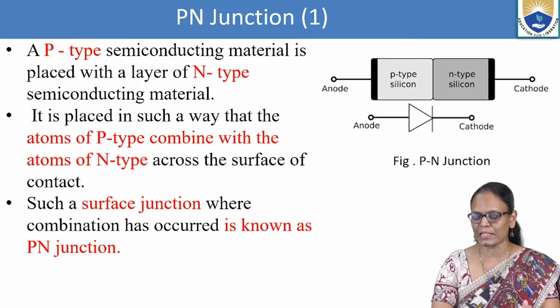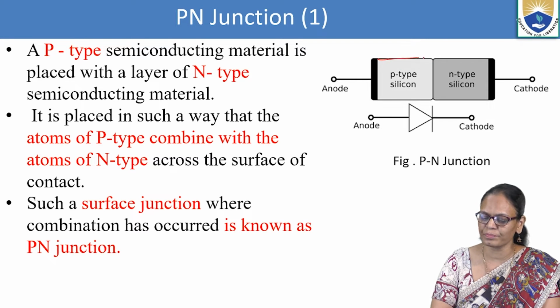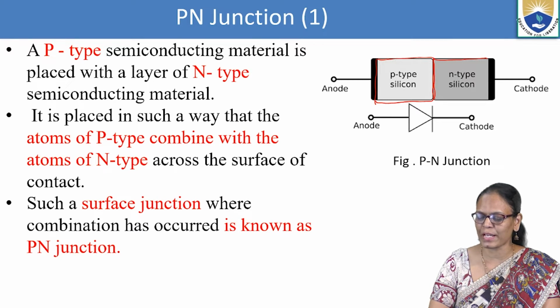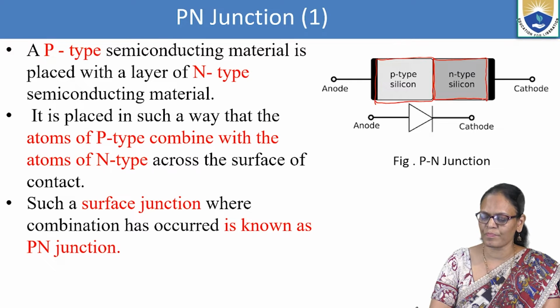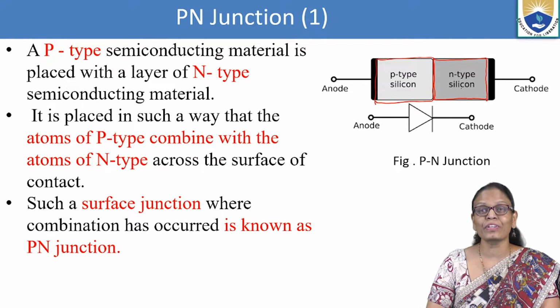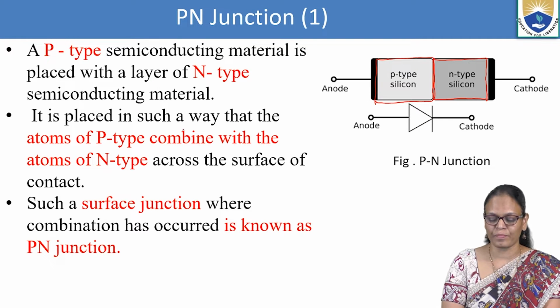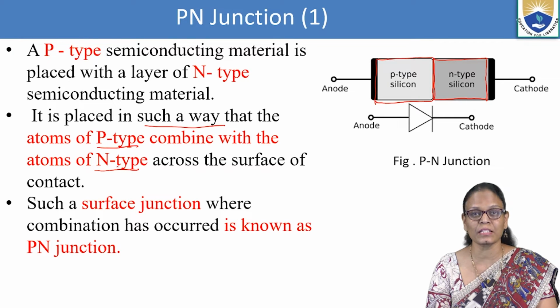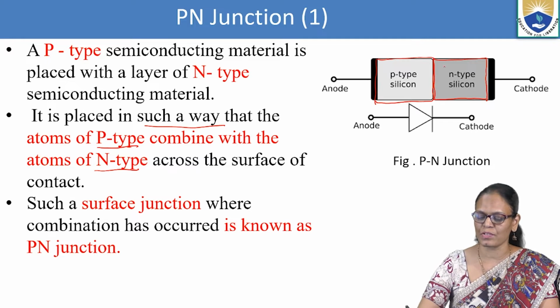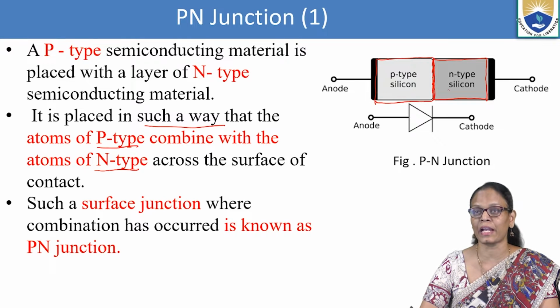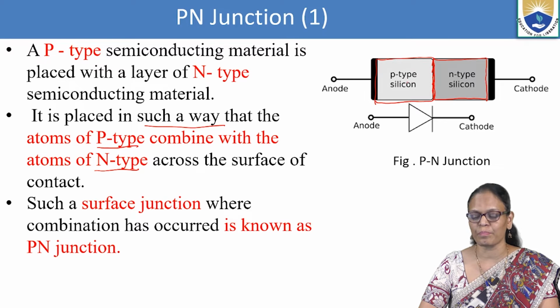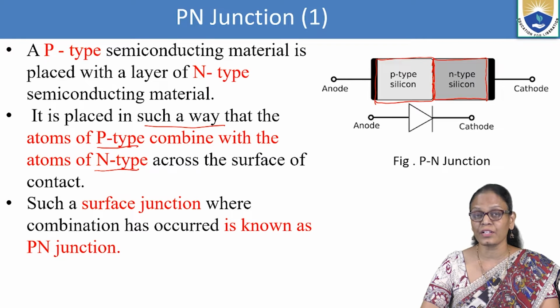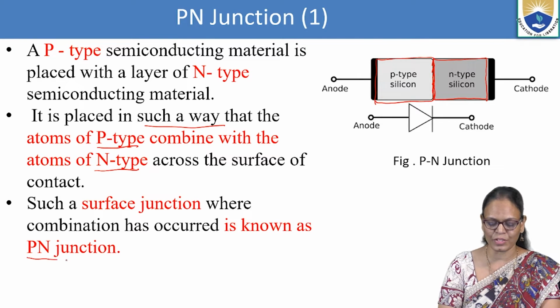So we are placing a P-type material, say this is P-type silicon, and this is N-type silicon. A P-type material is placed along with an N-type material in such a way that the atoms of the P-type combine with the atoms of the N-type across the surface of contact. This is the surface of contact for P and N. Such a junction that is formed, we call it a PN junction.